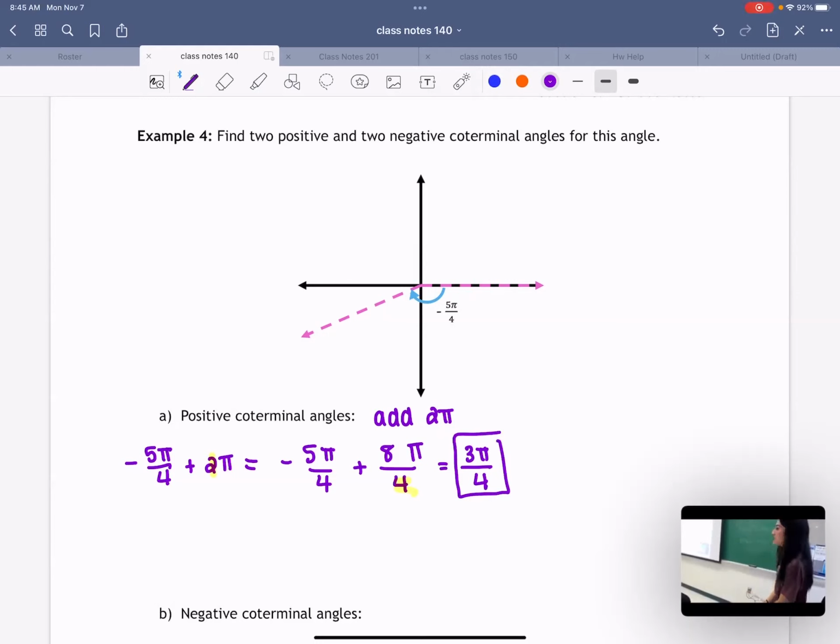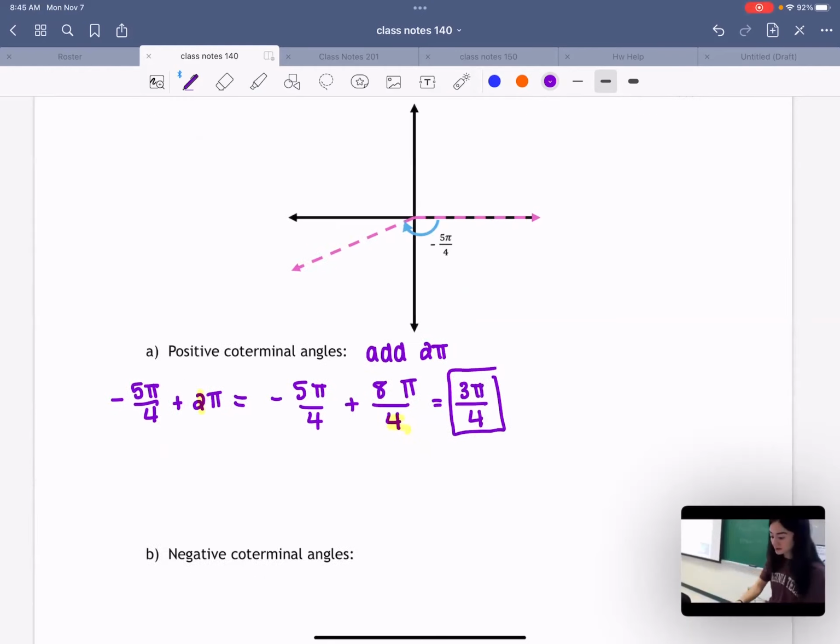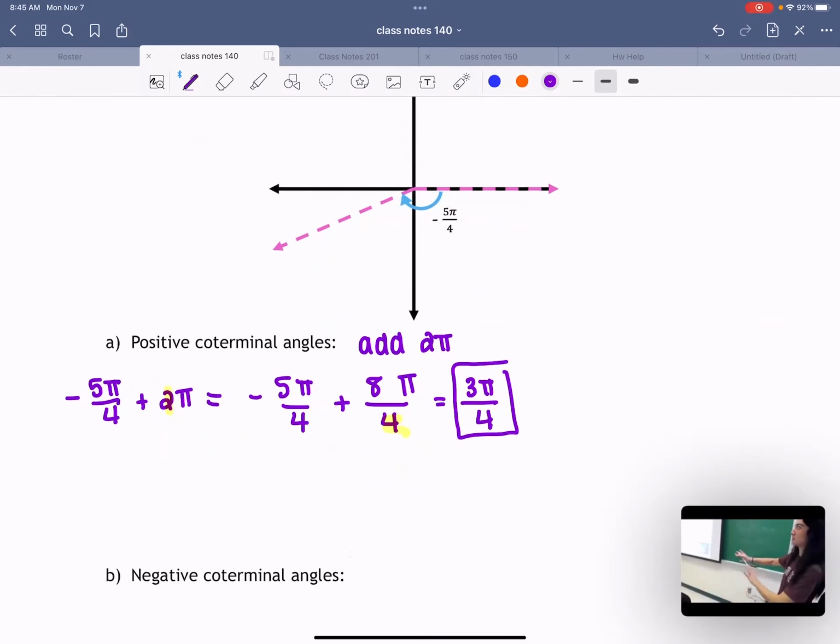Now, how many of you have fancy calculators? I see a couple. Let me show you a trick with the fancy calculator. If you type in negative 5 pi over 4 plus 2 pi, I don't think that's going to work. But you can add negative 5 over 4 plus 2 in your calculator. If you do that, you're going to get a decimal, probably 0.75.